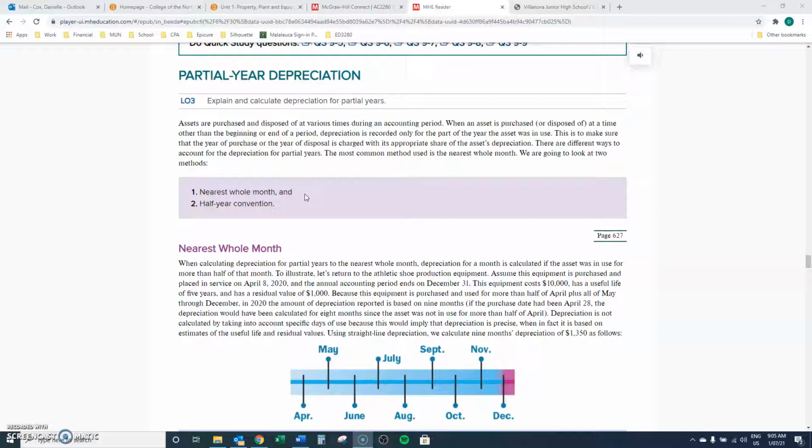Typically, if it's more than half a month that's included, then you count the whole month. If it's less than half a month, then you don't include that month. Or if it's half a year, then if it's purchased or sold in that year, you just automatically take a half year's depreciation.